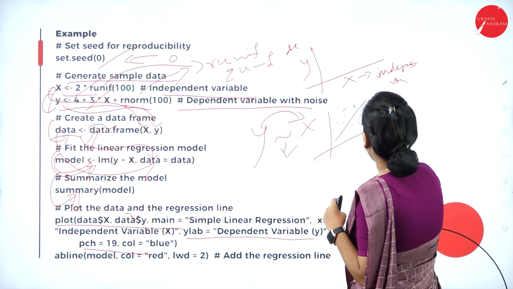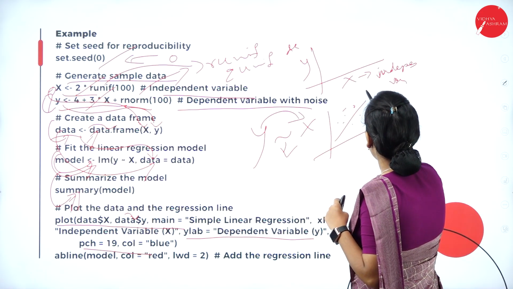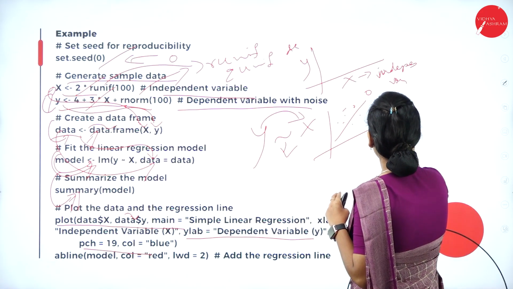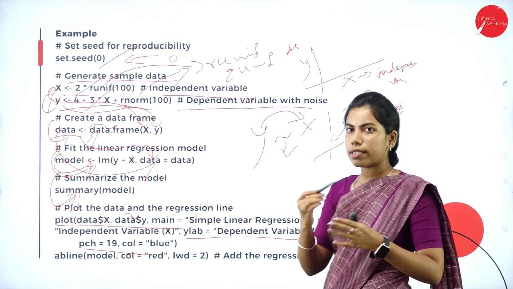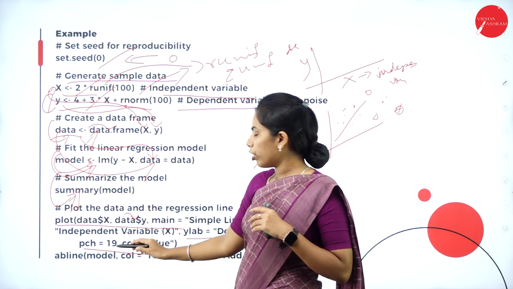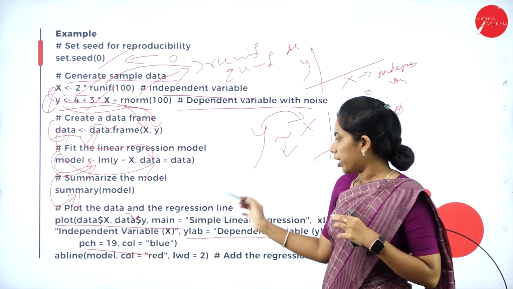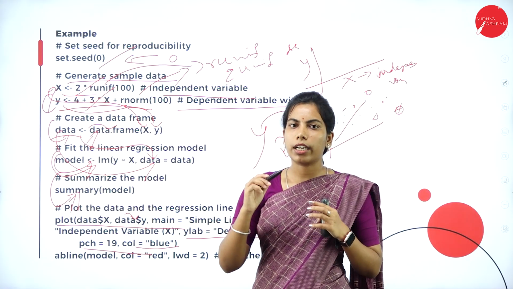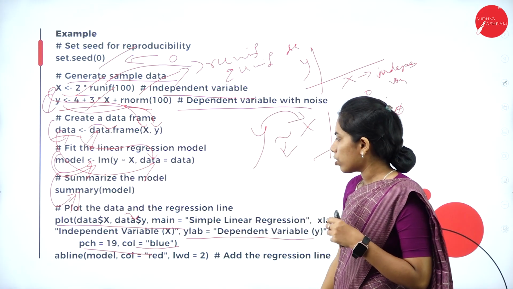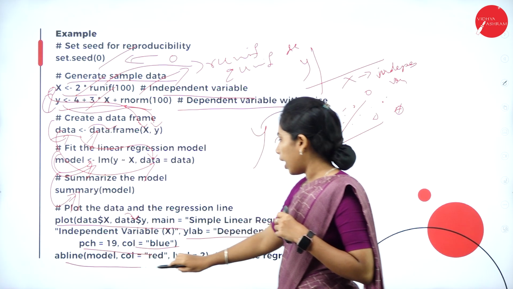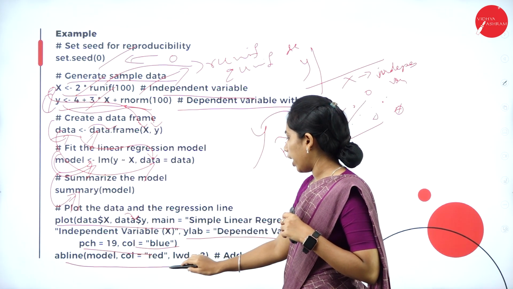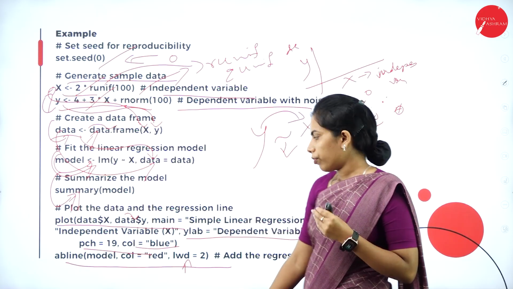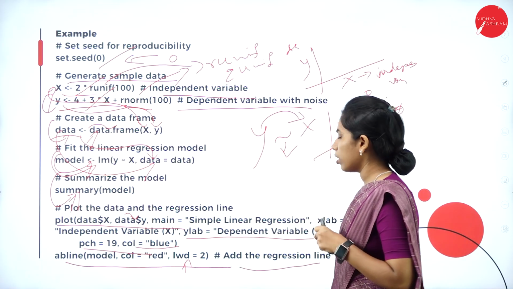So we can plot like this: dot, and also hole, and also rectangle, and also round with a plus mark. These are all some pch values. So when you give 19, it will generate the graph with the color blue, meaning blue line and also dots in blue. And lastly abline with model, col equal to red, and also lwd equal to 2, meaning line width is 2, and add the regression line now.